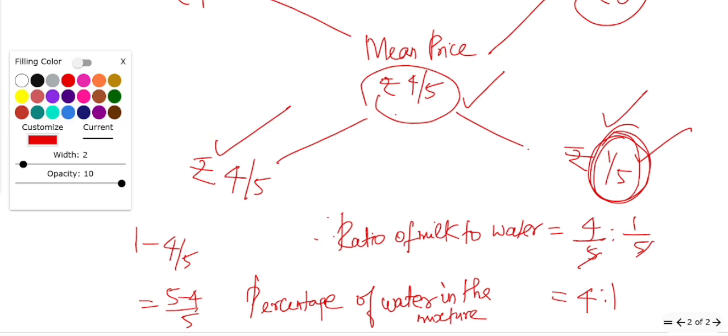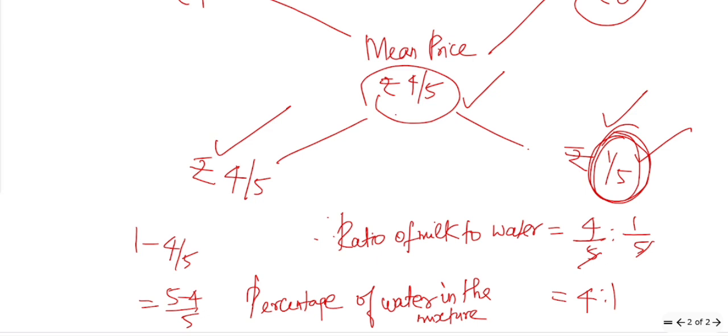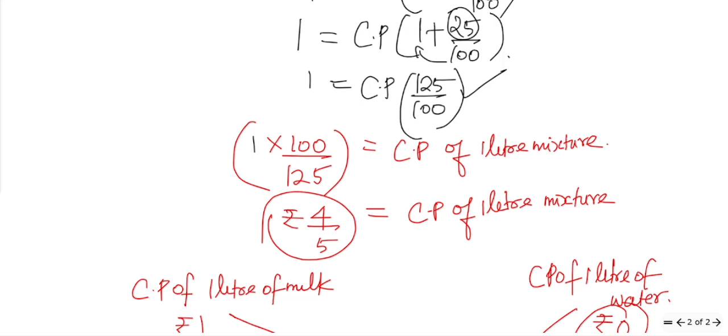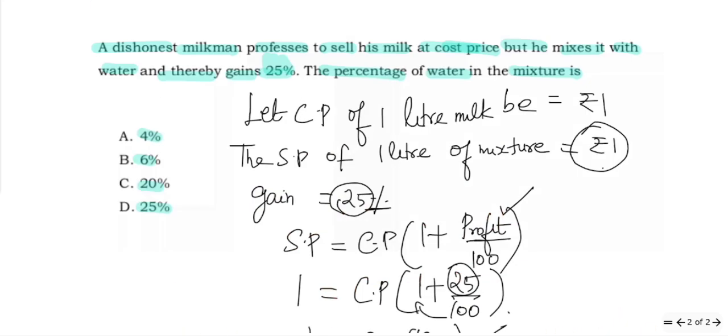So 1 out of 5 as a percentage is what we want. So we need to multiply with 100. 5 goes into 100 twenty times. So 20% is our actual answer. That means option C.